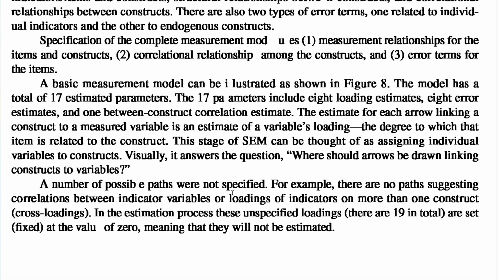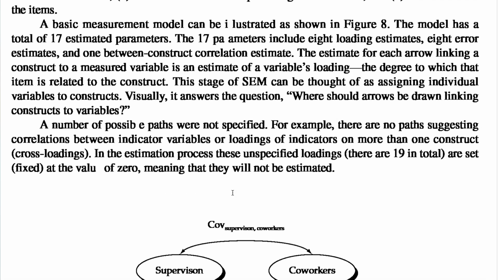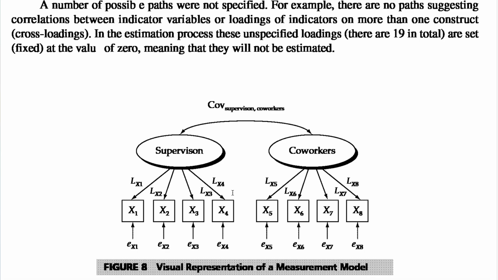This stage of structural equation modeling can be thought of as assigning individual variables to constructs. Visually, it answers the question, where should arrows be drawn linking constructs to variables? A number of possible paths were not specified. For example, there are no paths suggesting correlation between indicator variables or loading of an indicator on more than one construct, cross loading. In the estimation process, these unspecified loadings, there are 19 in total, are fixed at the value of 0, meaning that they will not be estimated.